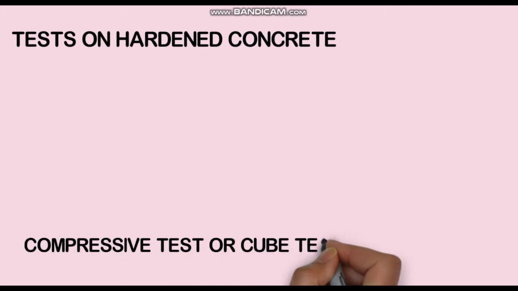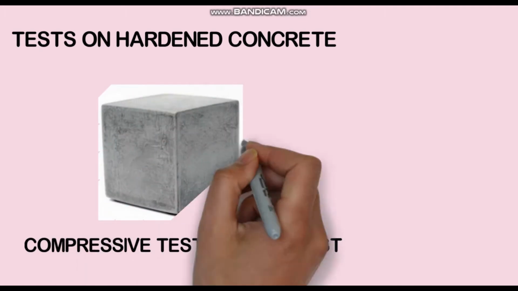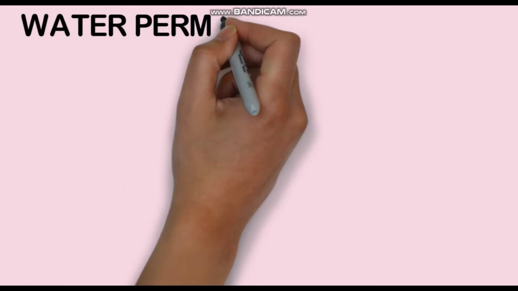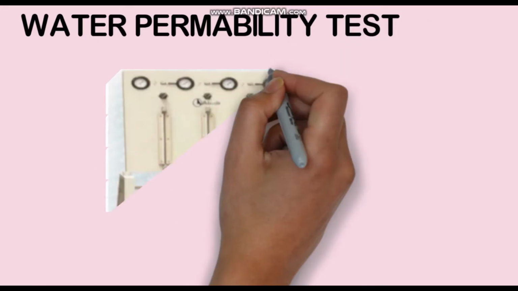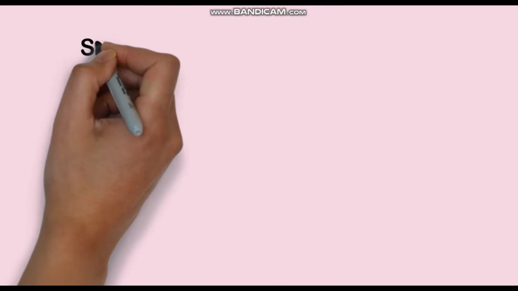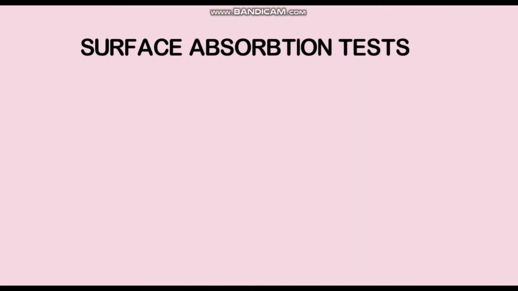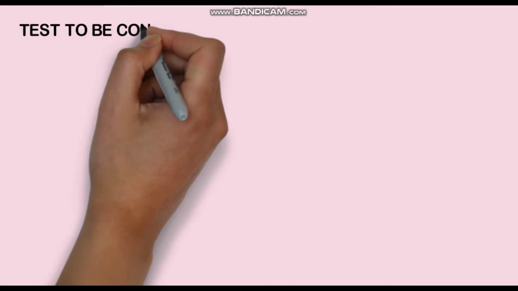And what are the tests on hardened concrete? That is the compressive test or cube test, then water permeability test, then the surface absorption test. These are conducted on hardened concrete.